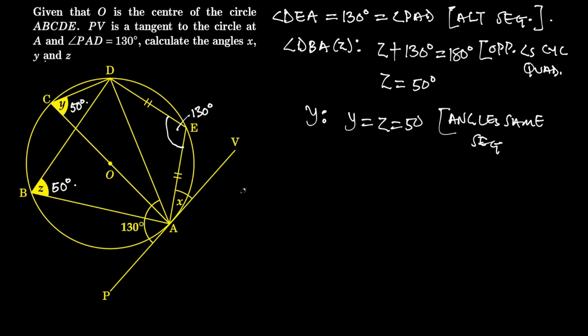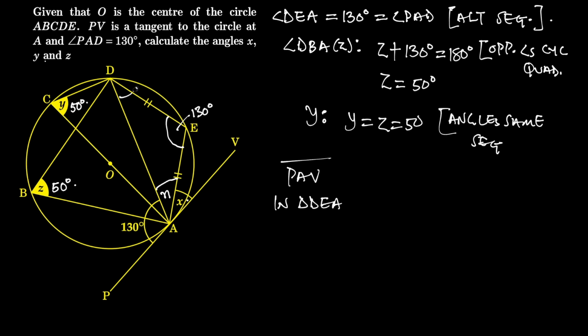Lastly, to obtain the value of X, we have to consider line PAV, this line, which is a tangent. The sum of angles on a straight line is 180 degrees. If you look at PAV, 130 degrees is here. This part seems to be missing, and then we have to find X as well. But we can obtain the value here. Let me call this N, because this N falls inside an isosceles triangle DEA. So in triangle DEA, we can find the value of N.